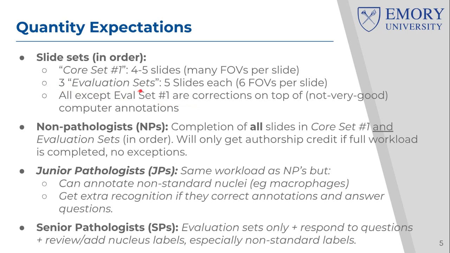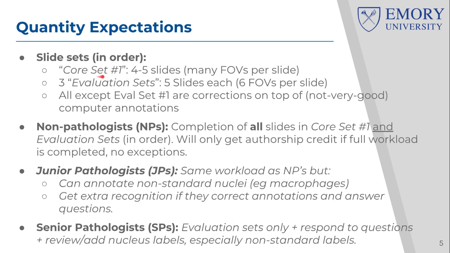The evaluation sets are basically things that we want to use to measure interparticipant discordance. How different are people from each other if they don't receive any help? By the way, these contain much fewer FOVs. They're just meant as a probe of how different people are from each other, how different algorithms compare to each other, and so on.